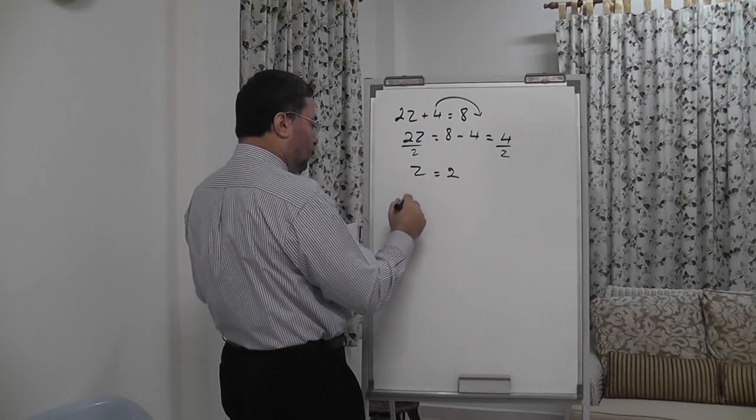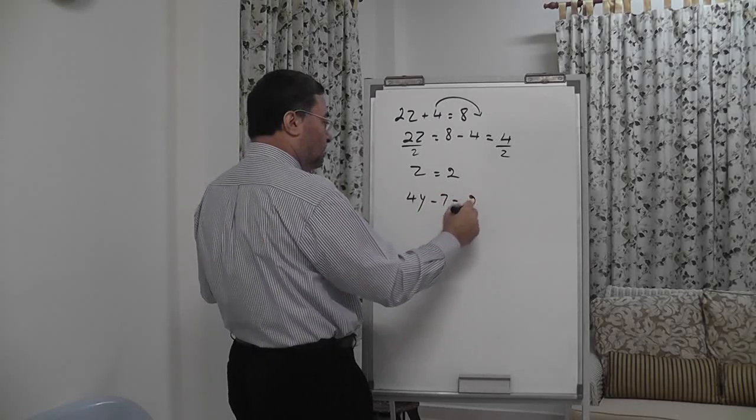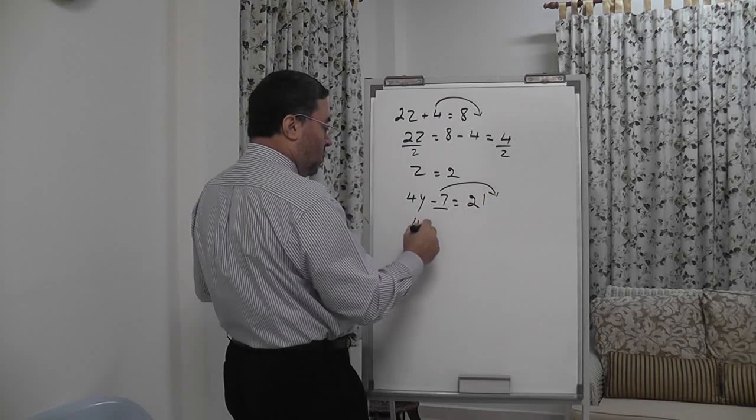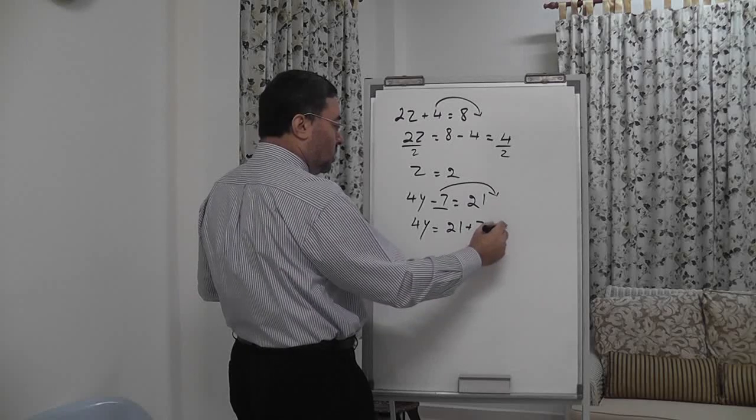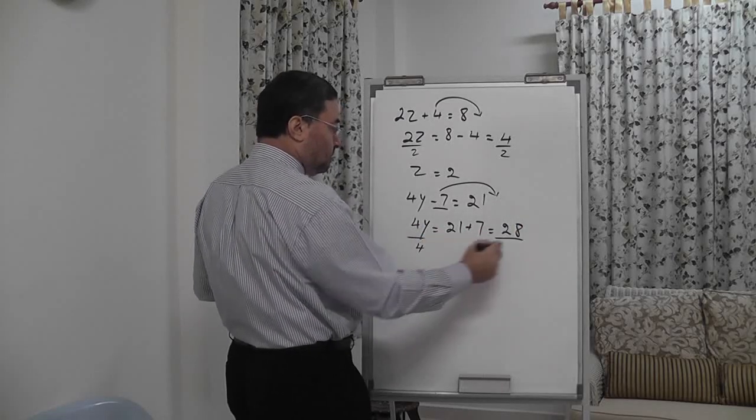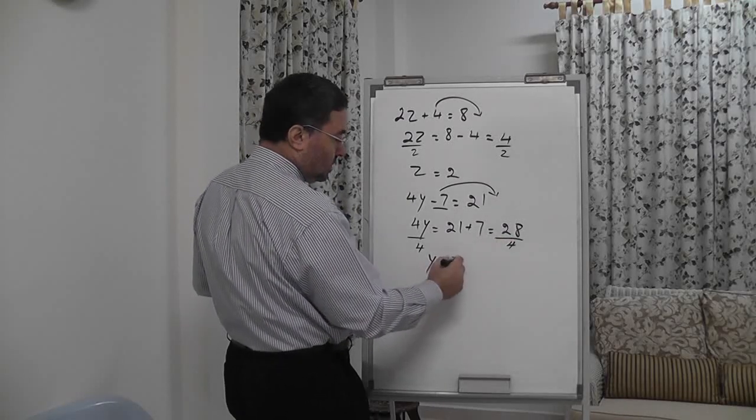4y minus 7 equals 21. Minus 7 moves to the other side, so we have 4y is equal to 21 plus 7, and that's equal to 28. We divide both sides by 4, and y is equal to 7.